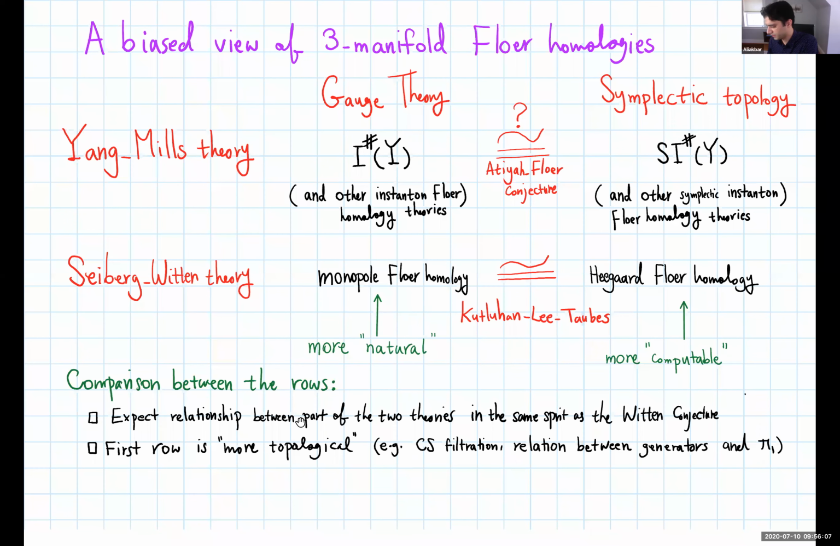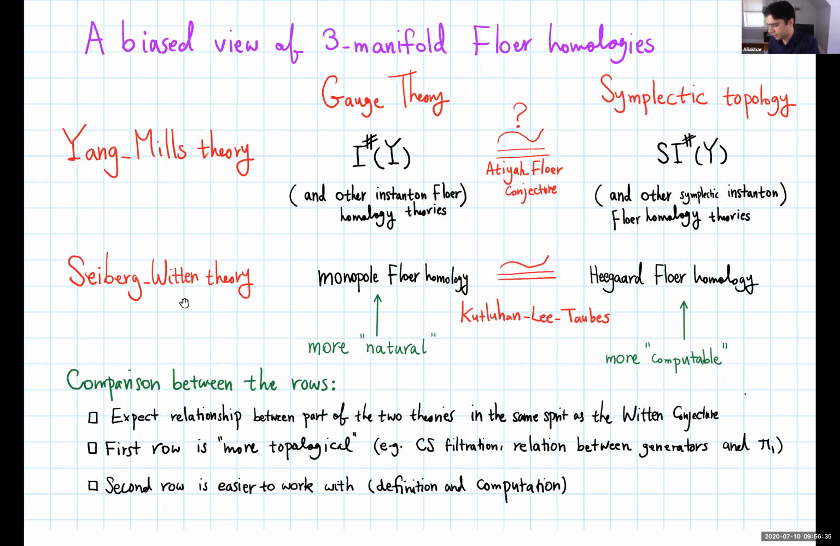Some manifestation of this is that, for example, we had this Chern-Simons filtration for instanton Floer homology and symplectic instanton Floer homology. Another manifestation, probably a better one, is that there's a direct relation between the generators of the Floer chain complexes for the invariants in the first row and the fundamental group of your three-manifold, as opposed to invariants in the second row, where you don't have such a direct relationship to topology.